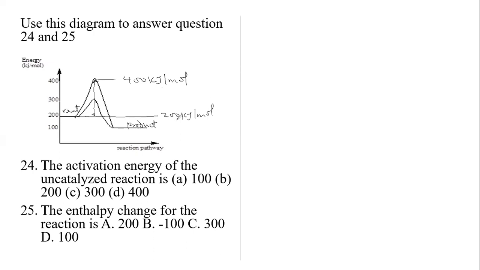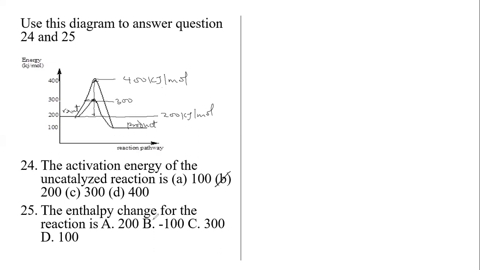That's how to calculate activation energy: the energy of the activated complex minus the energy of the reactant. And when you do that, that's going to give you 200 for the uncatalyzed reaction. The uncatalyzed reaction usually has a higher activation energy. Now, when you look at the catalyzed reaction, the energy of the activated complex is 300. So 300 minus 200 will be 100. So that is the activation energy for the catalyzed reaction. But the uncatalyzed is this. So option B will be the correct answer.